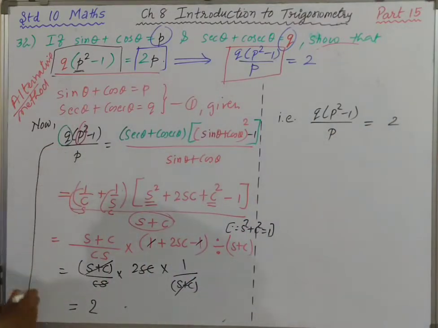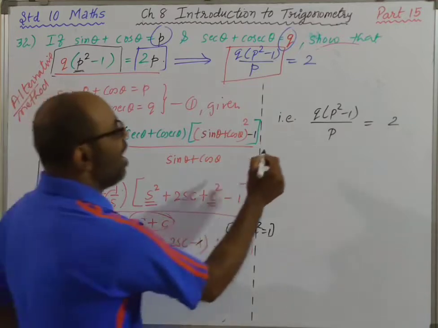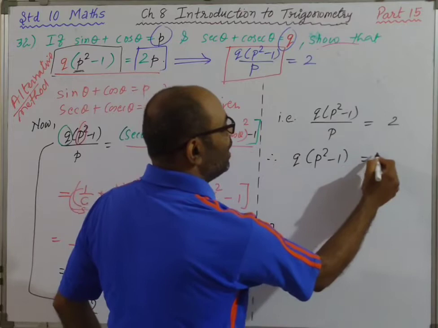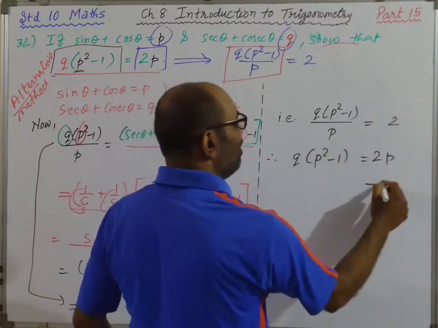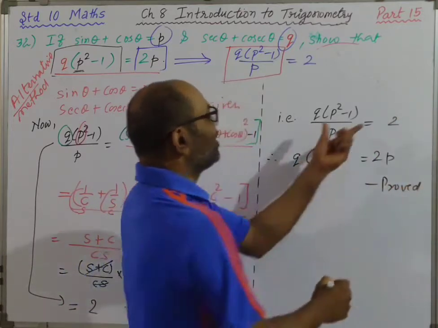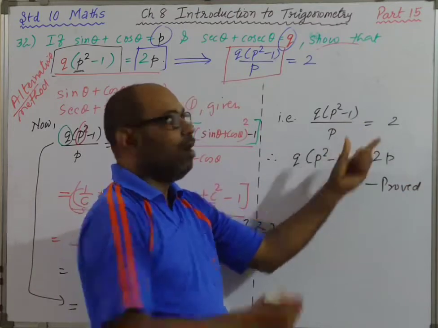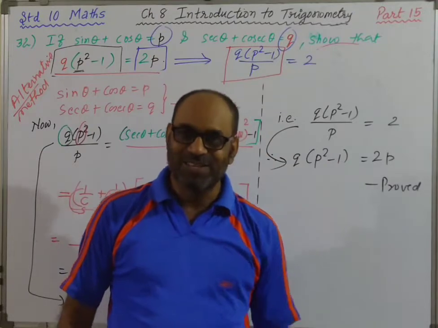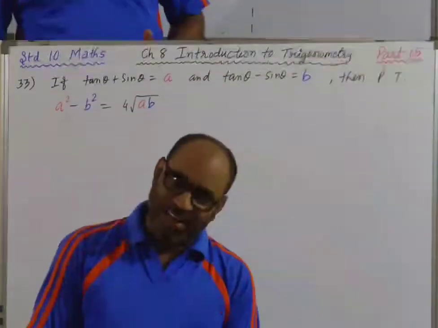This one is equal to 2. Therefore, Q into P square minus 1 is equal to 2P. Proved. हमने पहले से फिक्स किया था ये लाने के लिए, और उसके बाद फाइनल वर्क ये रहा. I hope you have understood. Got it? So ready for the next one?